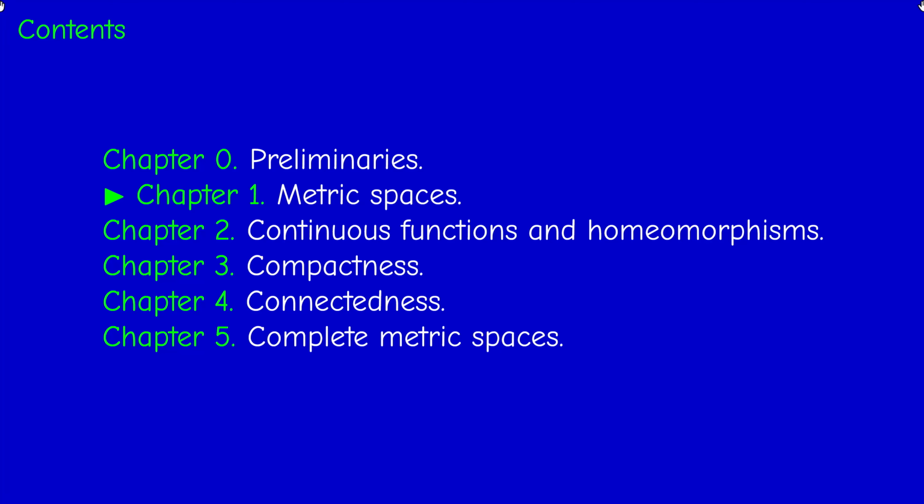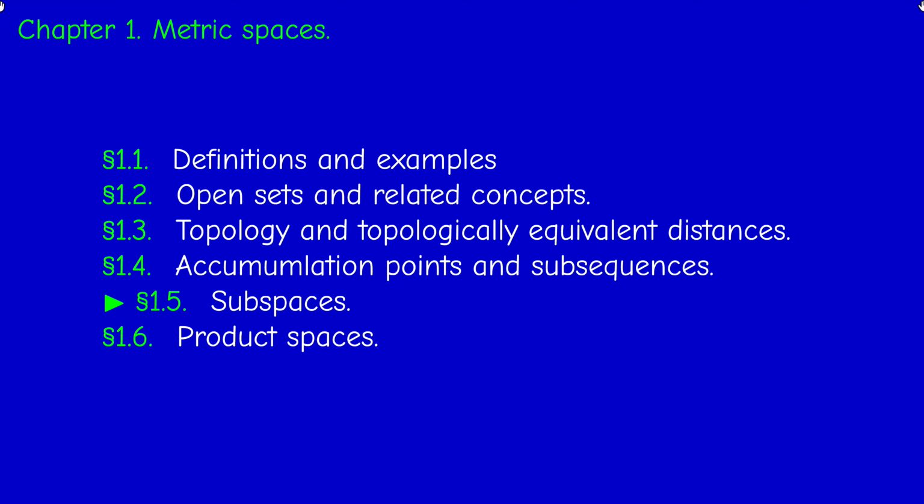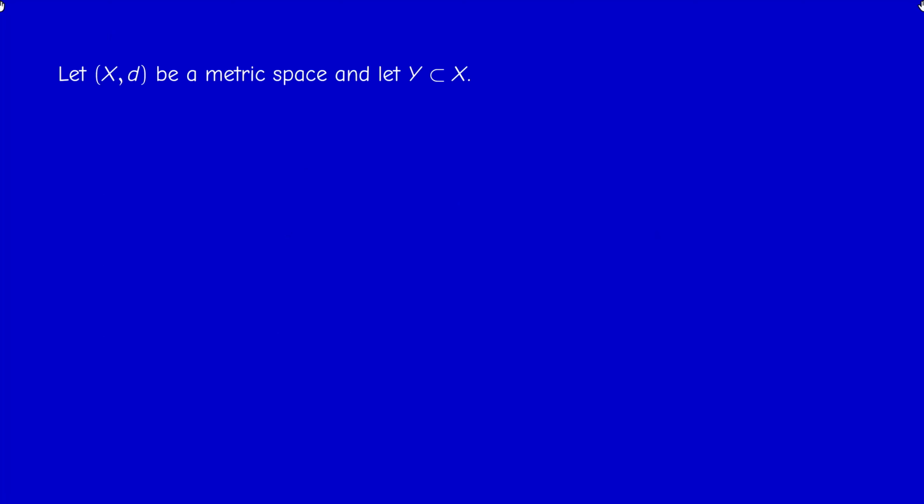In this video, we continue our study of Chapter 1 and we move to Section 1.5 about subspaces, or metric subspaces. So suppose that we have a metric space (X, d) and we have a subset Y of X.